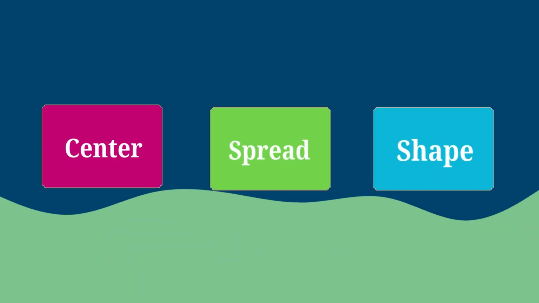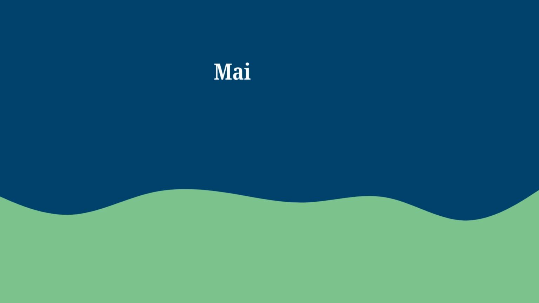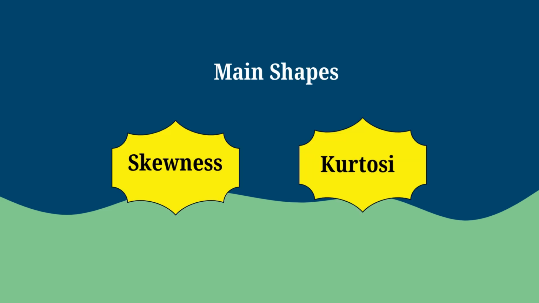The third measure is the shape of the data. Not all data follows a perfect bell curve. Understanding the shape of a distribution helps you choose appropriate statistical methods and interpret results accurately. The two main shapes are skewness and kurtosis.